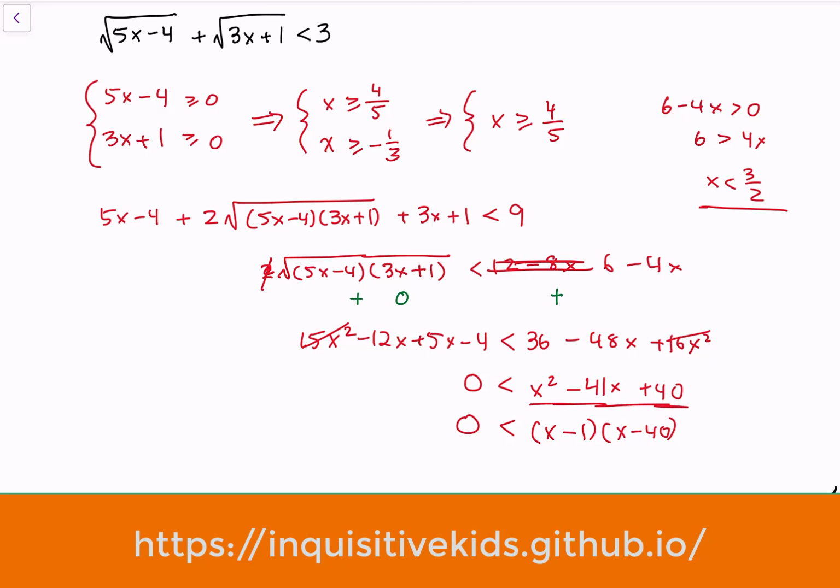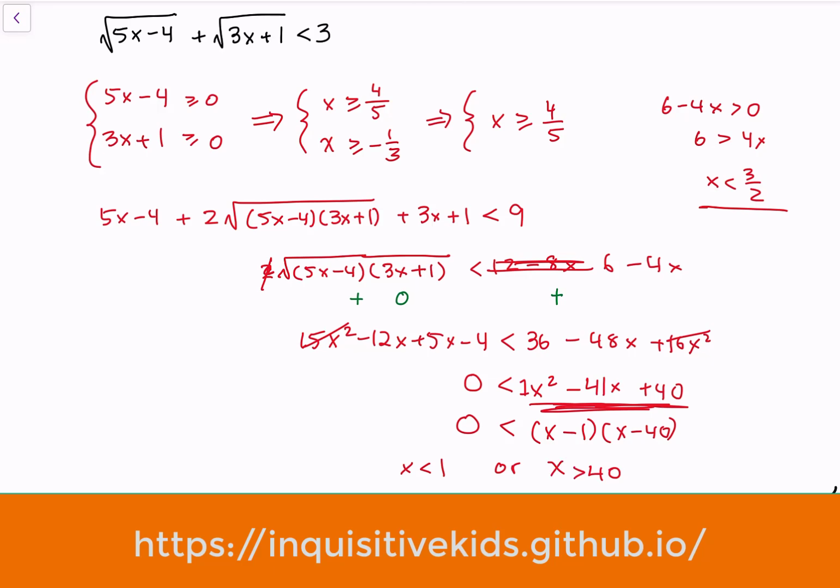When we look at this, we can tell it's an upward opening parabola because its leading coefficient, 1, is positive. So if we want this parabola to have a positive value, it must be when x is beyond its 2 roots. So its 2 roots are 1 and positive 40. So x is less than 1 or x is greater than 40.